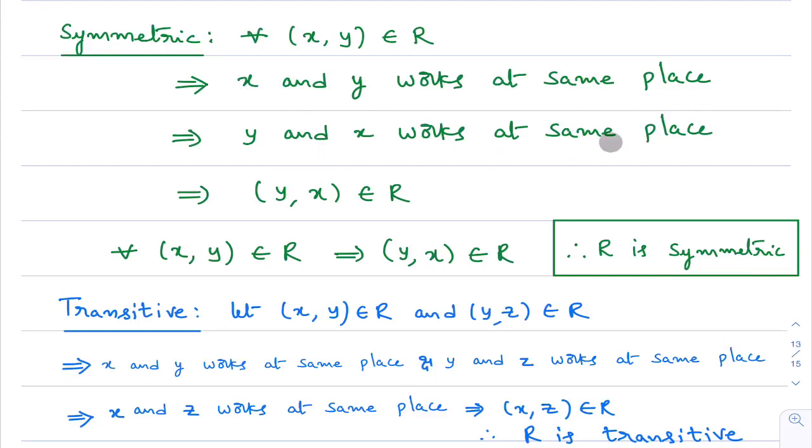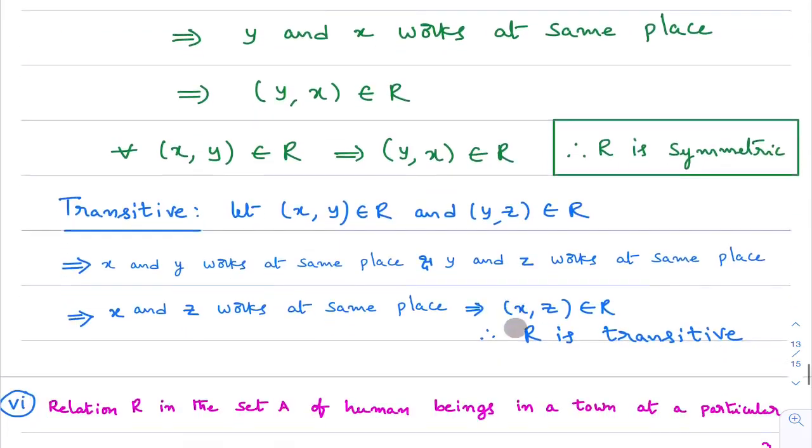If y and x are working at the same place, what can I say? I can say that the ordered pair (y, x) belongs to this relation. So, for any (x, y) belonging to R, (y, x) also belongs to R. Therefore, we can say that this relation is symmetric. Right? As you are able to say that the ordered pair (x, y) belongs to R implies the ordered pair (y, x) belongs to R, then we can say that this relation is symmetric.